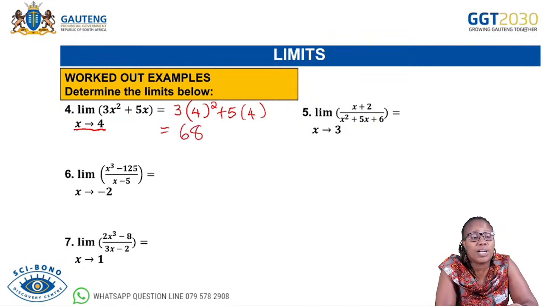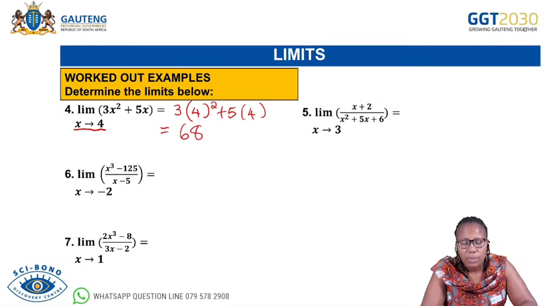Let's avoid partial simplification, grade 12, because we end up making mistakes. After substituting, give us the direct answer from that level. All right, so moving on, let's look at example number 5.